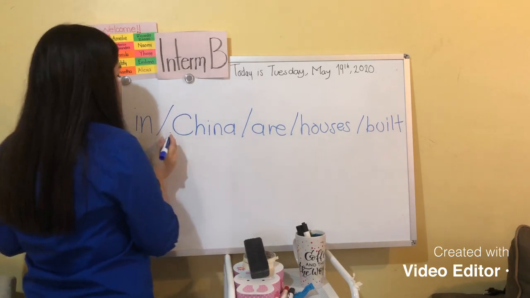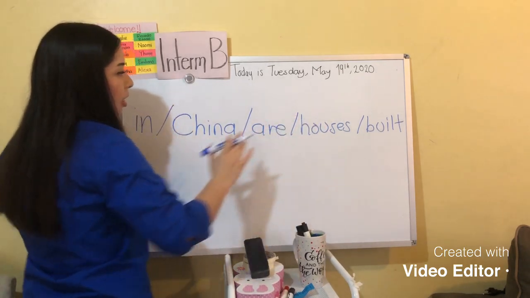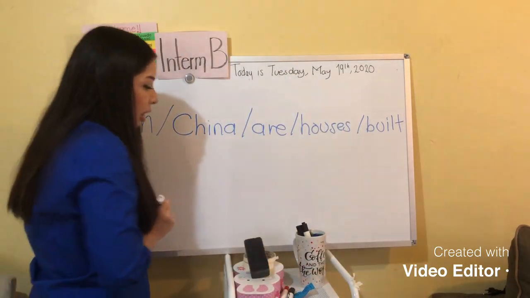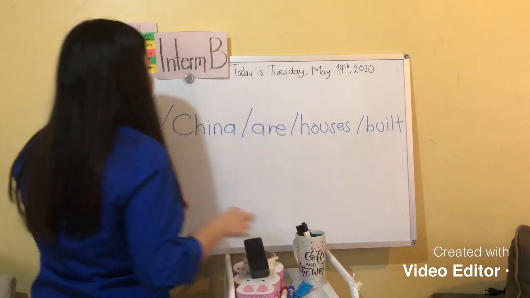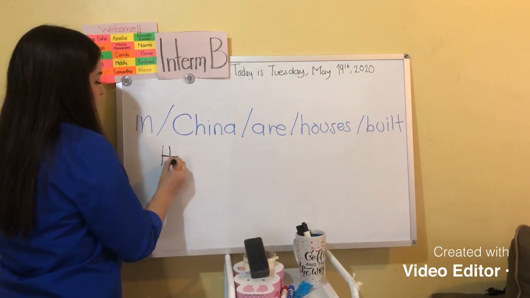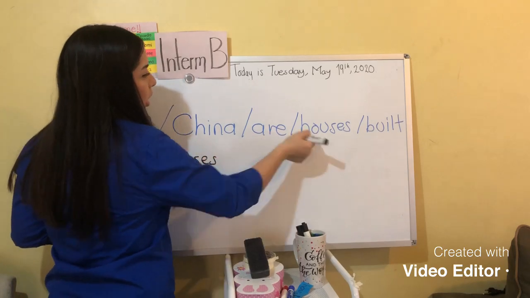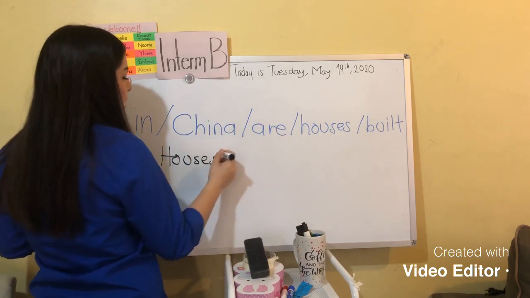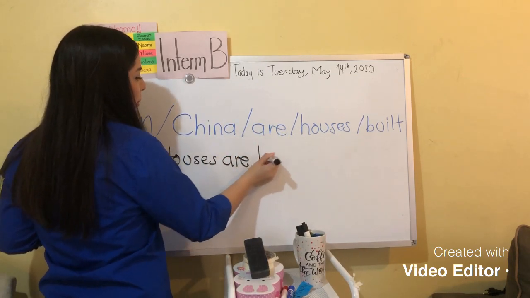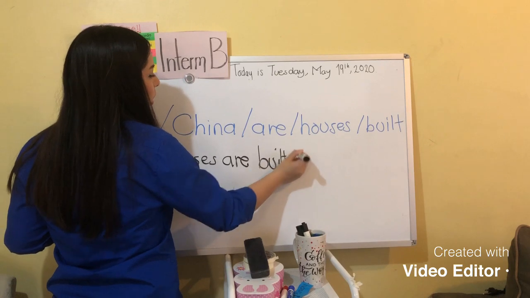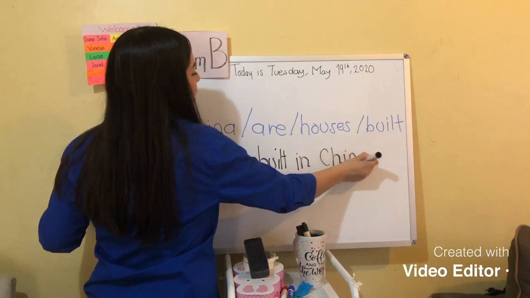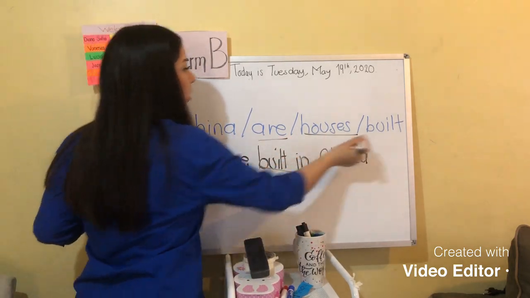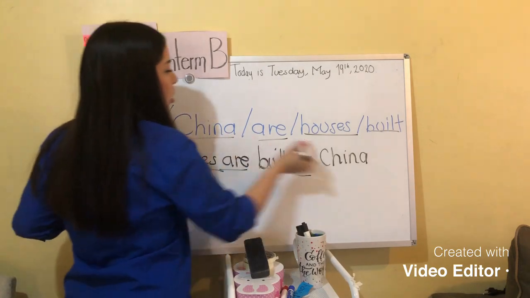So this is the sentence, but the sentence is not in order, so we need to accommodate. How can we accommodate? Well, first of all, we're going to put houses are built, the past participle, in China. You know, houses are built in China.